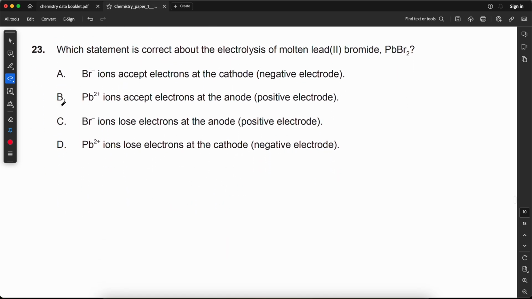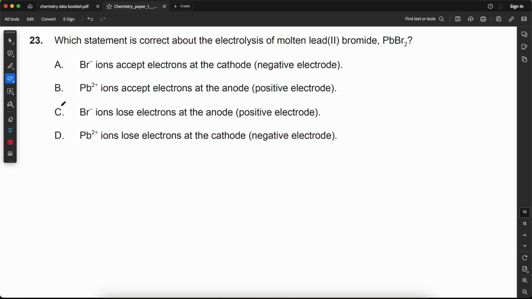Which statement is correct about the electrolysis of molten lead(II) bromide, PbBr2? Okay, electrolysis. Positive will be anode, negative will be cathode. Anode, always oxidation. Cathode, always reduction. And they lose electron, reduction, gain electron.